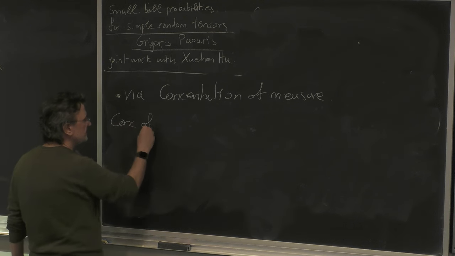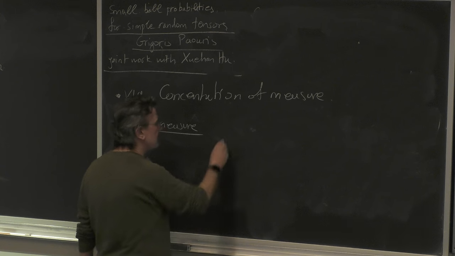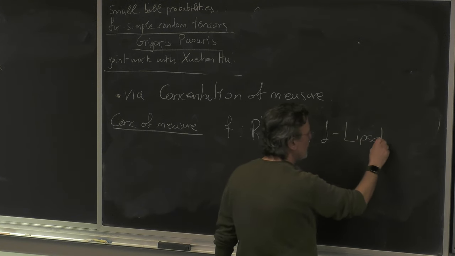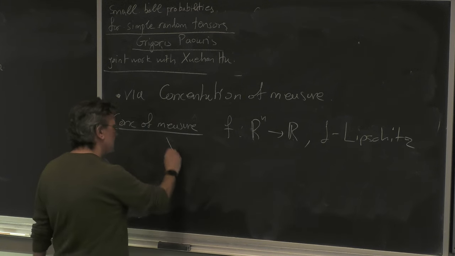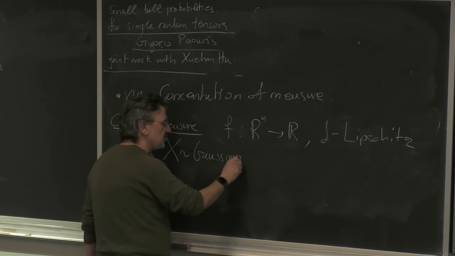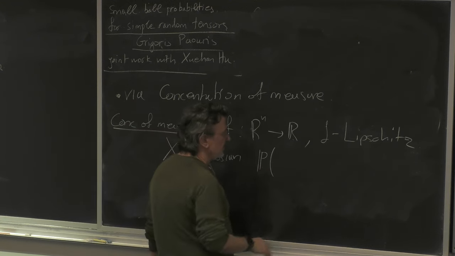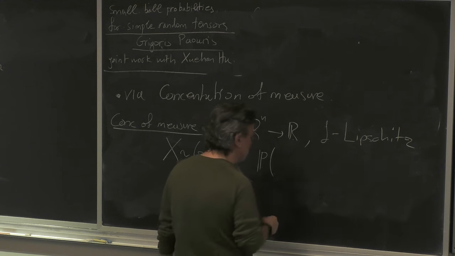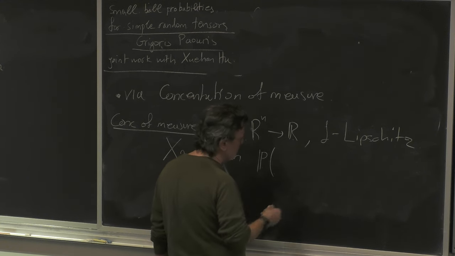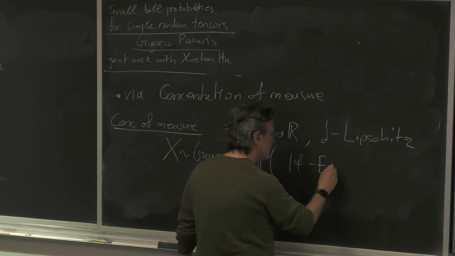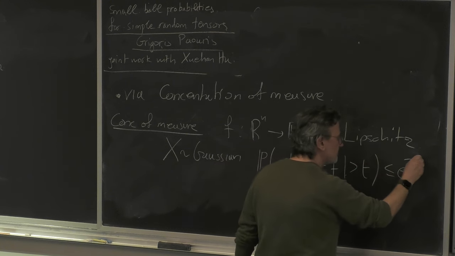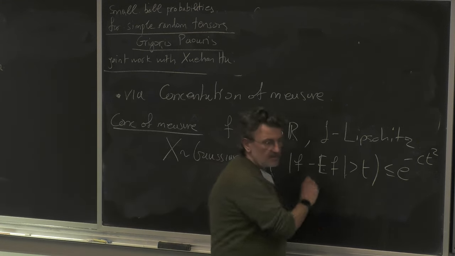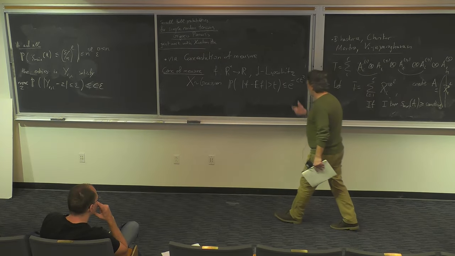Concentration of measure is a general phenomenon in high dimension that says that if I have a function f from Rn to R, let's say it is one Lipschitz, and x is Gaussian, it is true for many distributions, then this says that the metric fluctuations are well balanced, and also the measure theoretic fluctuations are balanced. So it is very probable that my function will concentrate, where C is a universal constant, around its mean. That's concentration of measure.